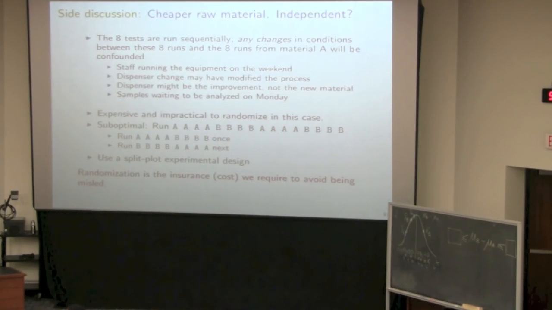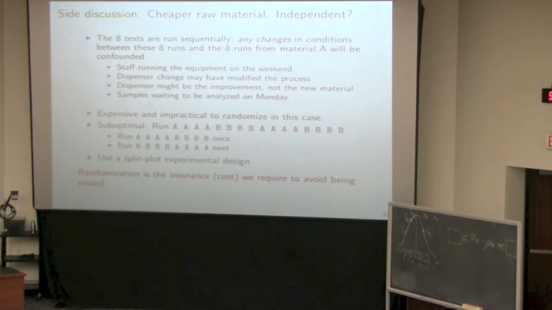So what we should have done is randomize those experiments. Now, randomizing this experiment in this case is so cost prohibitive. It says run A, then B, then B, then A, then A, then B, in some random order, flip points, and figure out B versus A. But if it's taking 15 hours to change out the process, to switch from A to B, and then 15 hours from B to A, you're definitely not going to do the randomization.